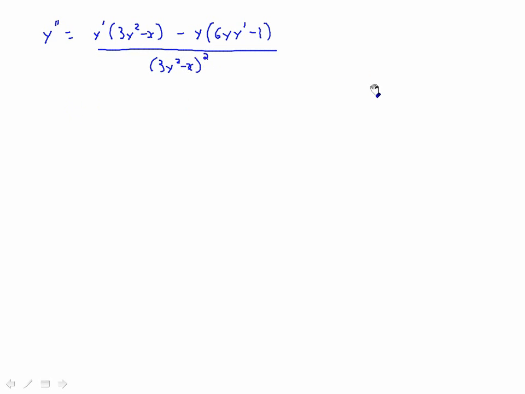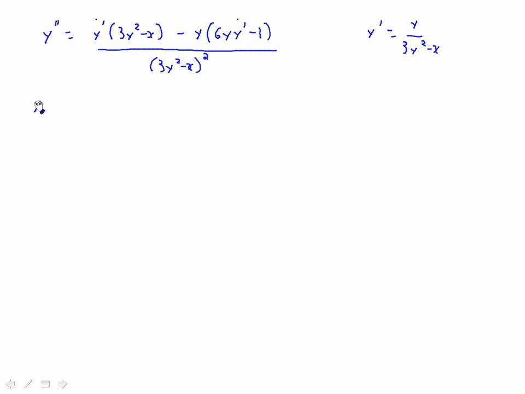Now, here's where we have to be careful. When you're dealing with implicit differentiation, it's okay to have the y in your answer. In fact, that's often the case. But you can't have a second derivative defined in terms of the first derivative. We have to take that y prime, which we know to be y over 3y squared minus x, and we have to substitute it in for this y prime and this y prime.